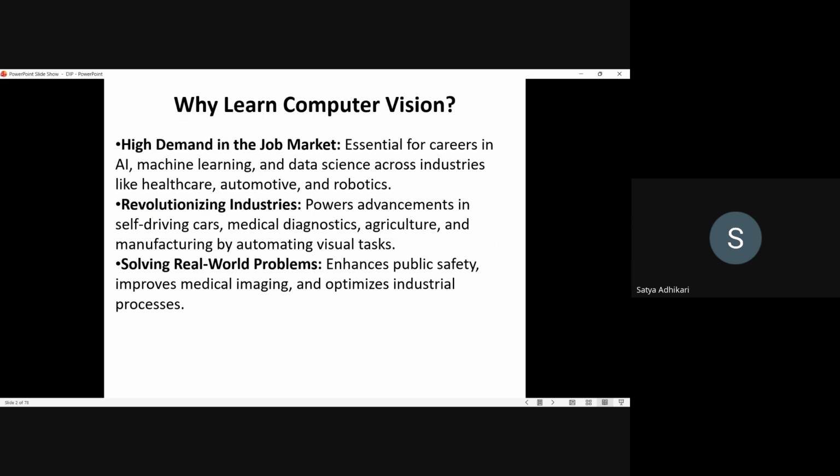Solving real-world problems. Enhance public safety, improve medical imaging, and optimize industrial processes.